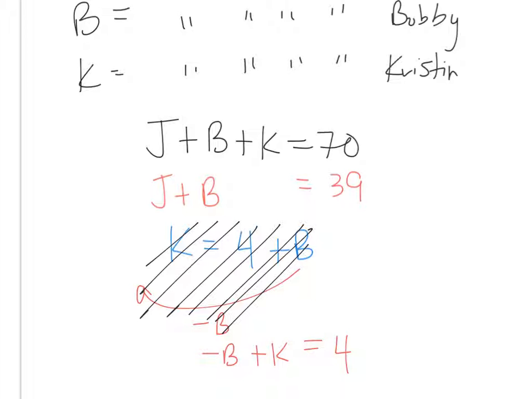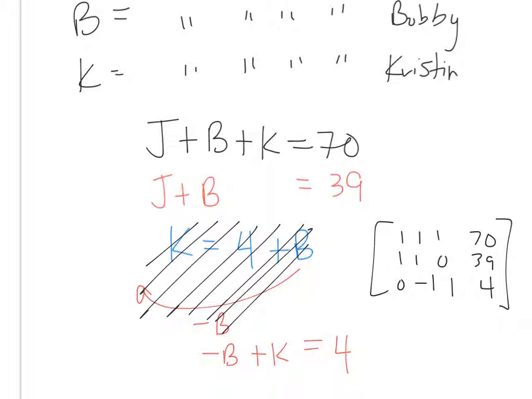So my matrix would look like this. 1, 1, 1, 70. 1, 1, 0, 39. 0, negative 1, 1, and 4. There'd be my matrix right there. Does that make sense, what I'm showing you? I put it in a different order when doing the k equals 4. That's okay, as long as it's consistent. As long as all of your j's are in the same column, and your b's and your k's are in the same column, you're okay. And your constants need to be on the right-hand side.